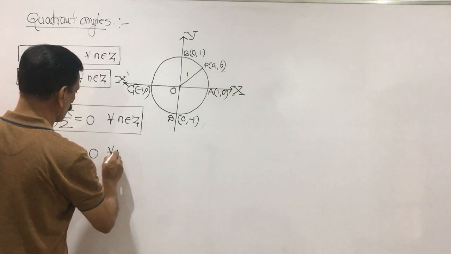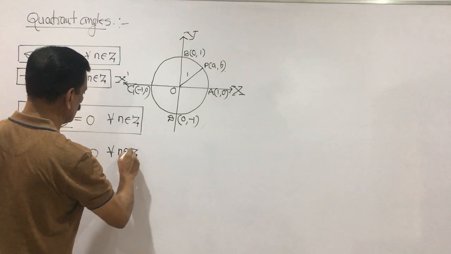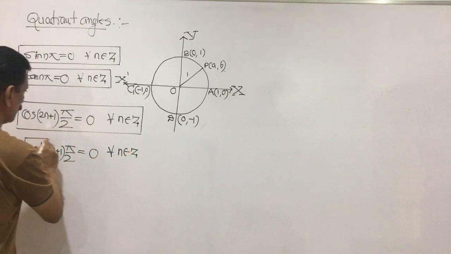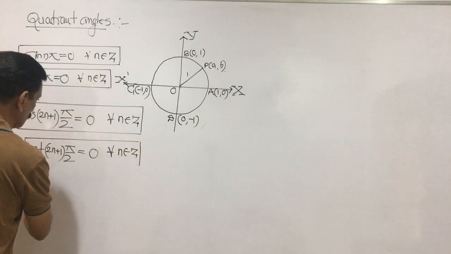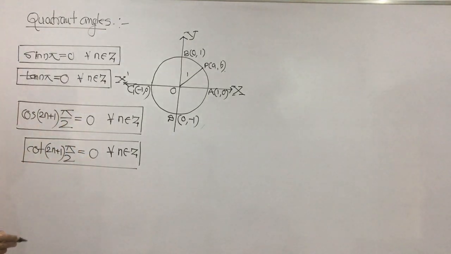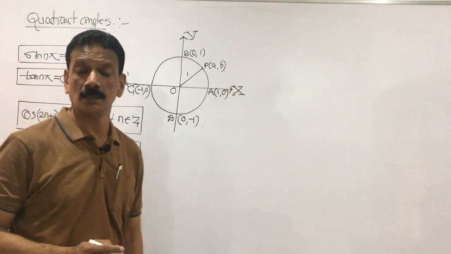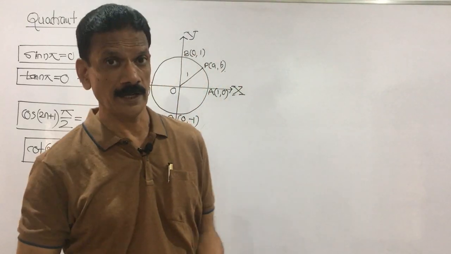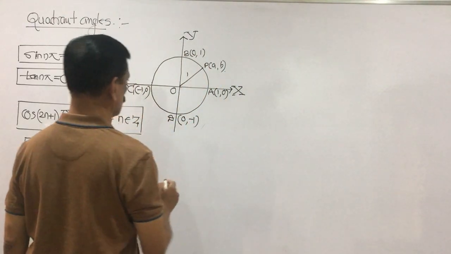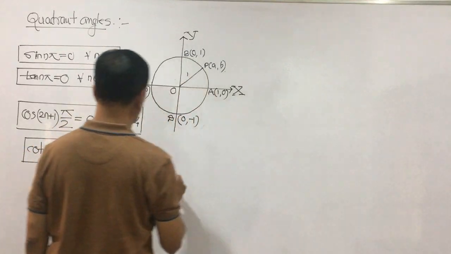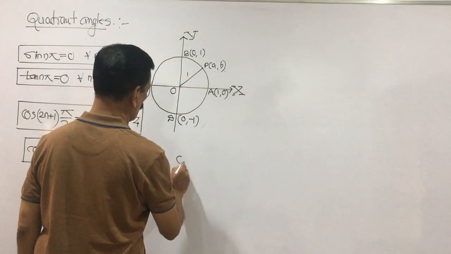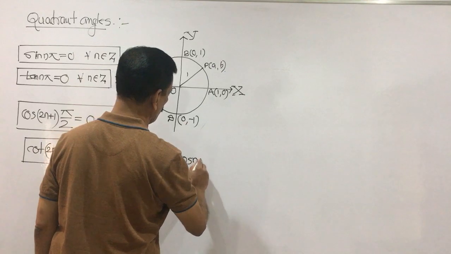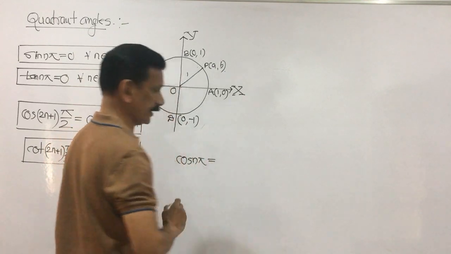So, I write here for all n belongs to Z. Okay, my dear friends, this is the next formula which is to be remembered. After that, I told regarding cosine, a very important result. I write here cos of n pi.